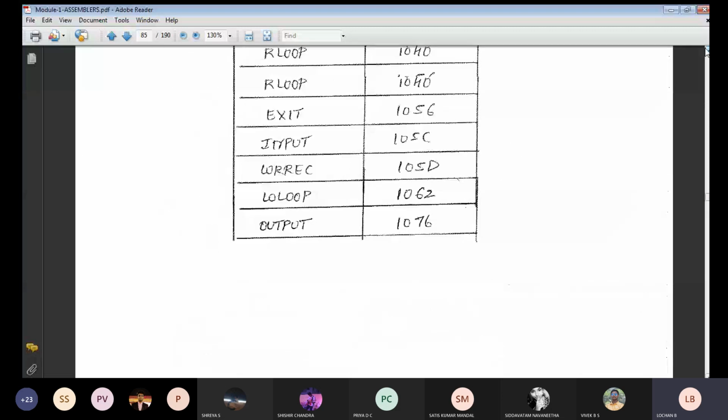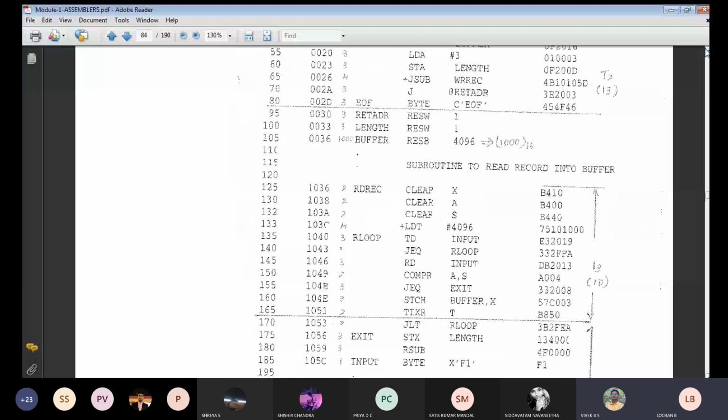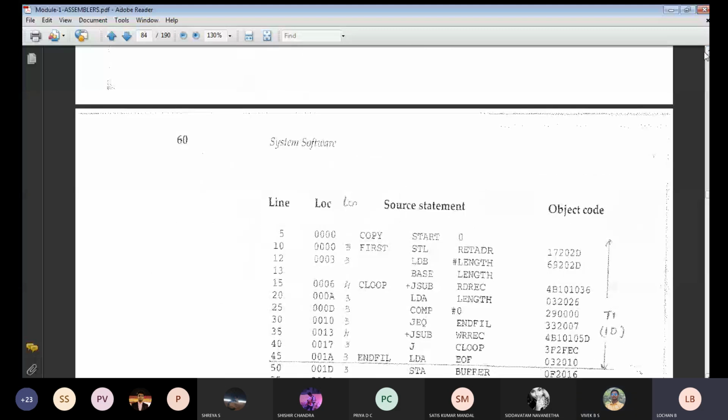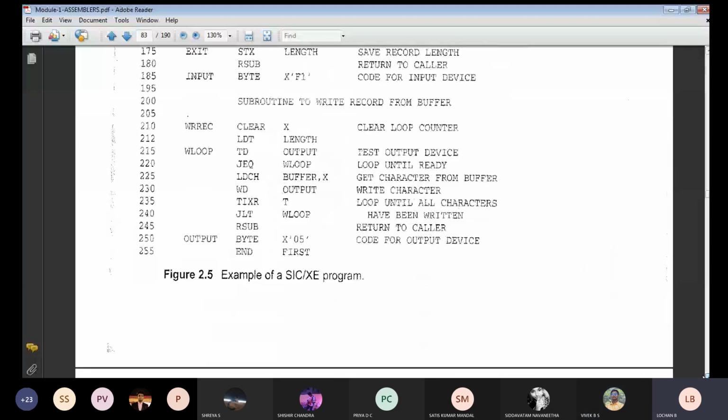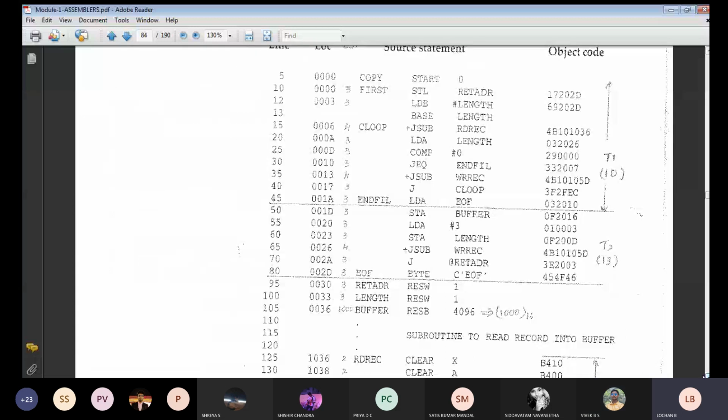Vivek is there? Yes, sir. I'll tell you, just observe there. You asked me about line number 15, where we have started to calculate your object code, yes or no? Yes, sir. We are calculating for line number 15. If you see line number 15, what is there? You got CLOOP plus JSUB, and which is the next instruction you got?